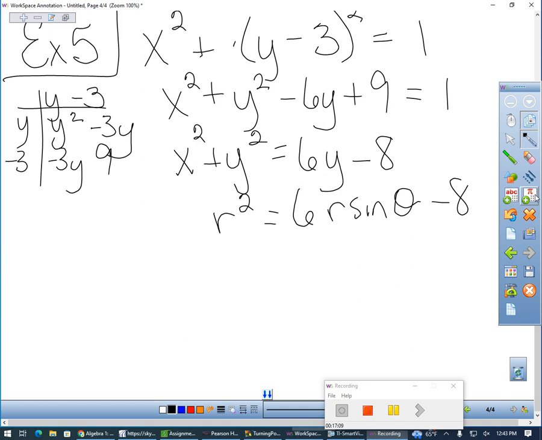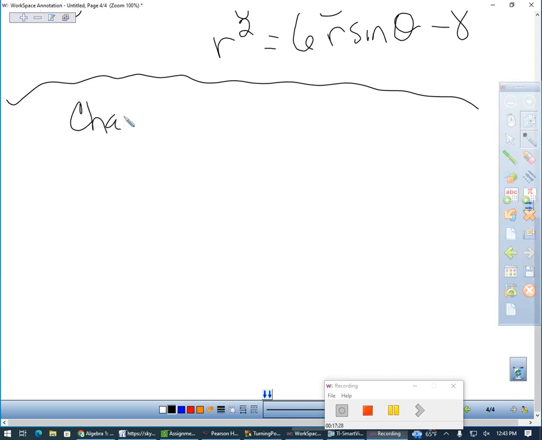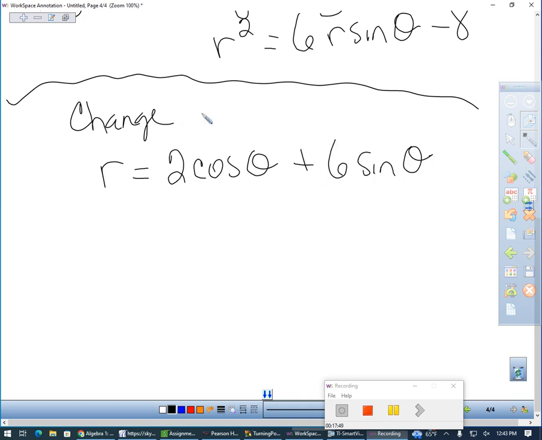All right. So, everybody on a piece of paper. Change r equals 2 cosine theta plus 6 sine theta into rectangular.